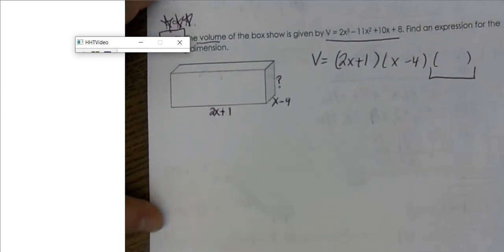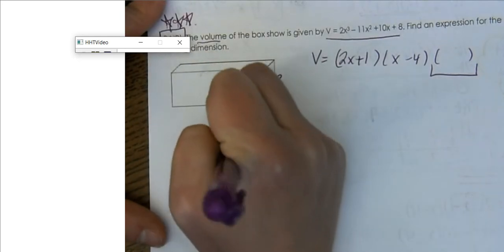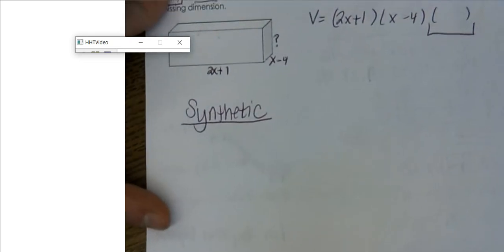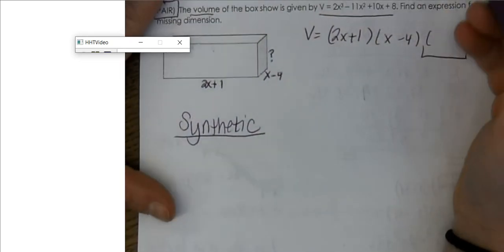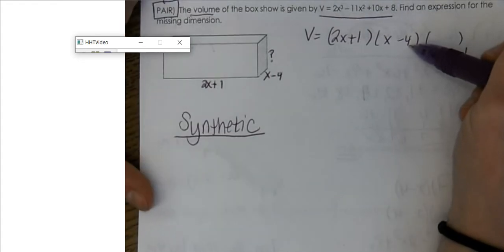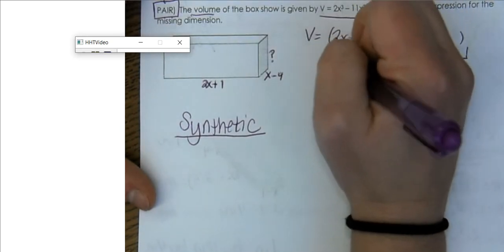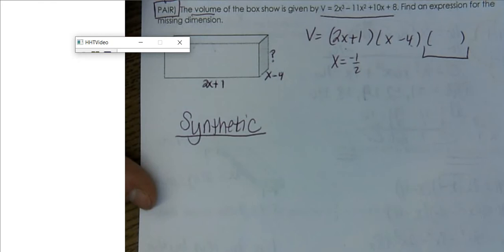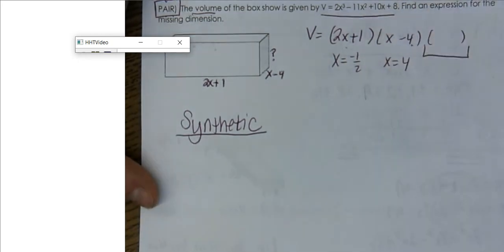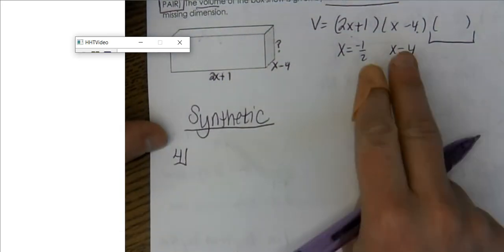So fortunately for us, there are 2 approaches for this problem. The first one is synthetic division. What you do for synthetic division is just like we've always done: whenever we have a factor, we identify the 0 that's produced from that factor. The 0 that would be produced from 2x plus 1 is x equals negative 1/2. And the 0 that's produced from x minus 4 is x equals 4. So I'm going to put 4 inside of the little box because that's an easier number for me to work with.